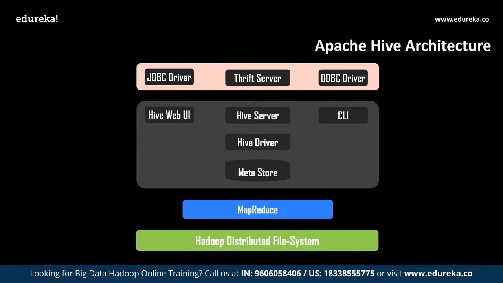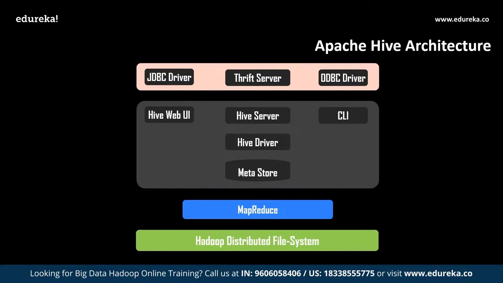Followed by that, JDBC driver. It is used to establish connection between Hive and Java applications. The JDBC driver is present in the class org.apache.hadoop.hive.jdbc.hive driver. Finally, we come to ODBC driver. So what exactly is ODBC driver? ODBC driver allows the applications that support ODBC protocol to connect to Hive.